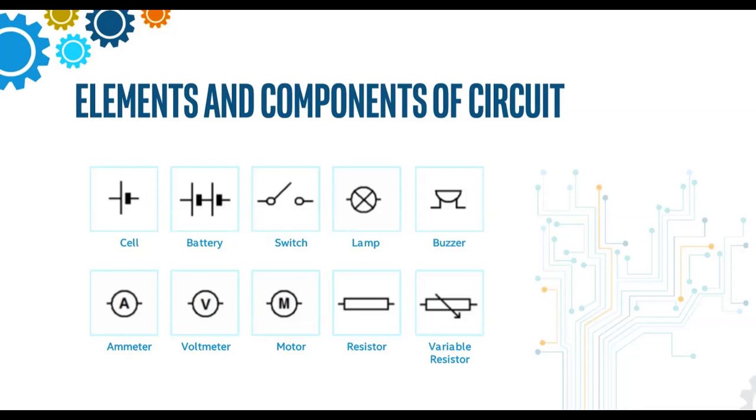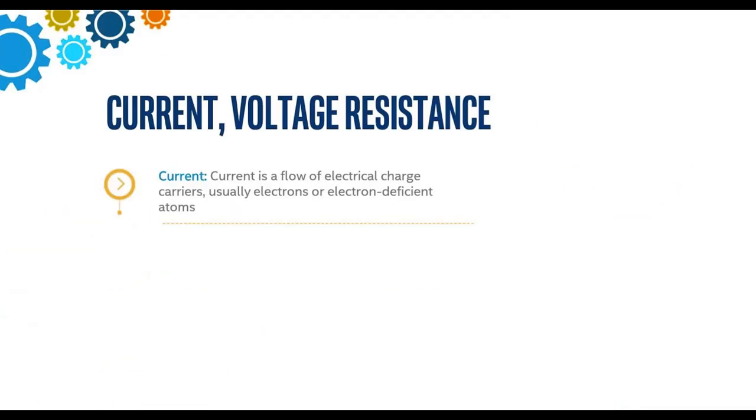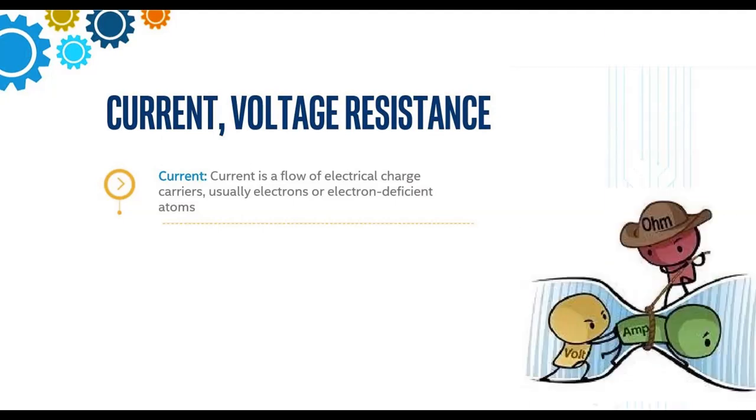Whenever we are going to design a circuit, we need such basic information. That circuit will have a current flowing, a supply voltage, and a resistance. So there are three basic parameters we require. One is the current. Current is a flow of electrical charges, carried usually by electrons or electron-deficient atoms. So current is nothing but charges flowing through any conducting material.